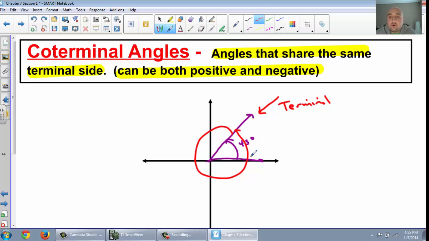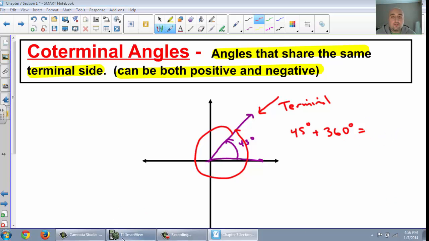So what have I done to 45 degrees? I've added one complete circle. One complete circle, remember, is 360 degrees. Sorry, let me start again. My fault. We're taking 45 degrees and we're adding 360 degrees to it. So what's 45 plus 360?